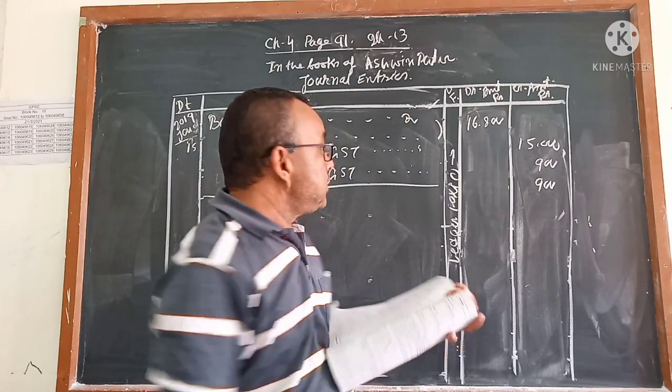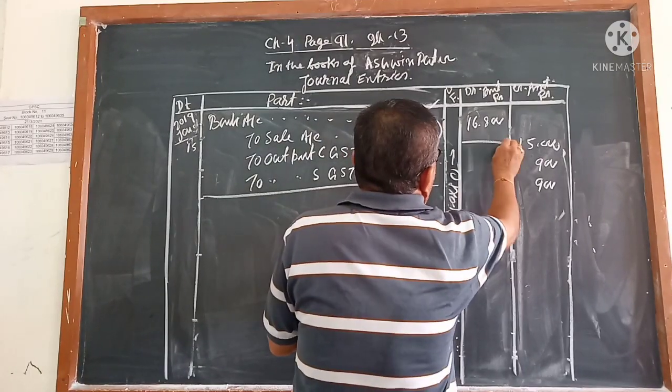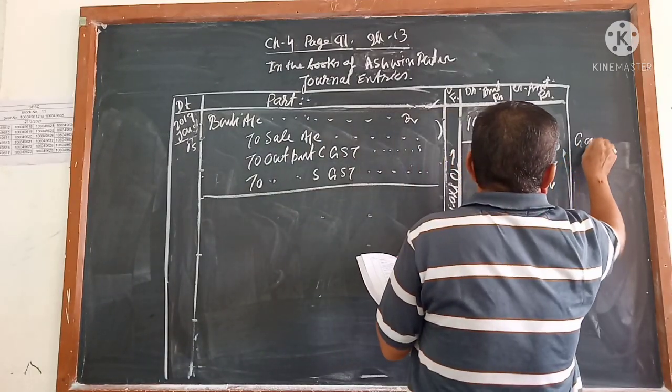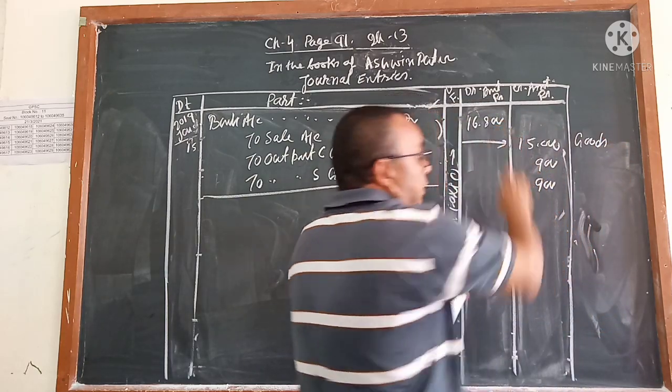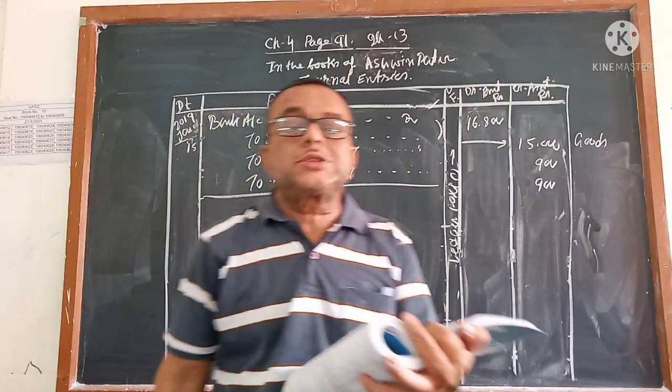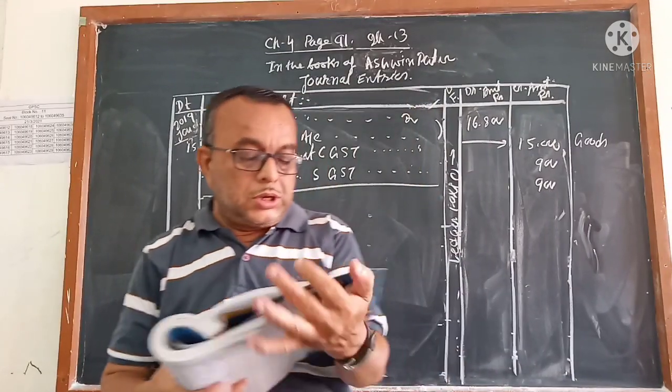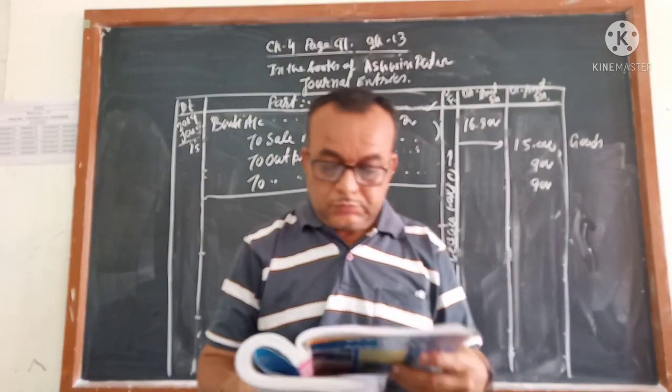The goods amount you will write first. This is the goods amount, this is the cost of the goods, that you will write first. Then you calculate these two, and at last you will write this amount. Because for the first bank account debit, you will not be able to understand how much the bank account will be debited.